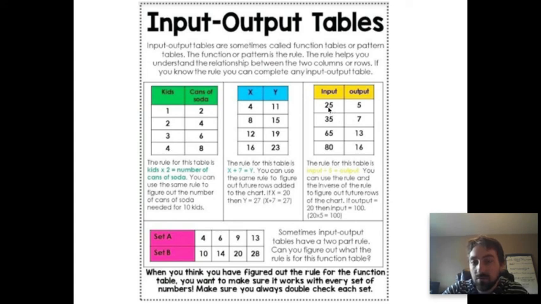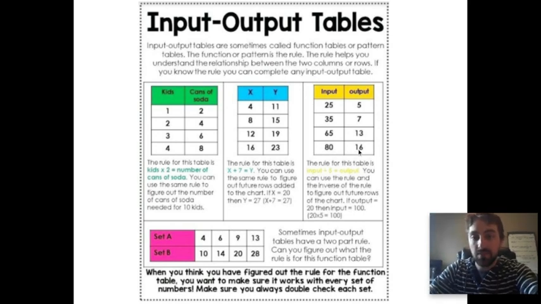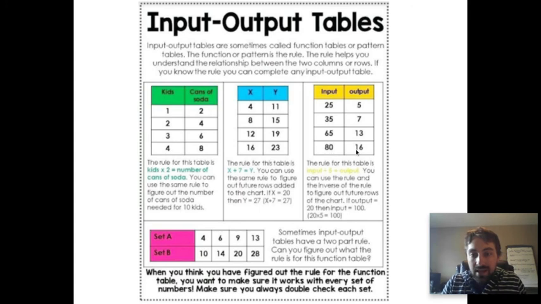How do you get from 25 to 5? Well, you can divide. So 25 divided by 5 gives us 5. That works. 35 divided by 5 gives us 7 so far. You have to test it out with the rest of them though. 65 divided by 5, it does give us 13, and 80 divided by 5 gives us 16. The rule for this table is the input divided by 5 is the output.